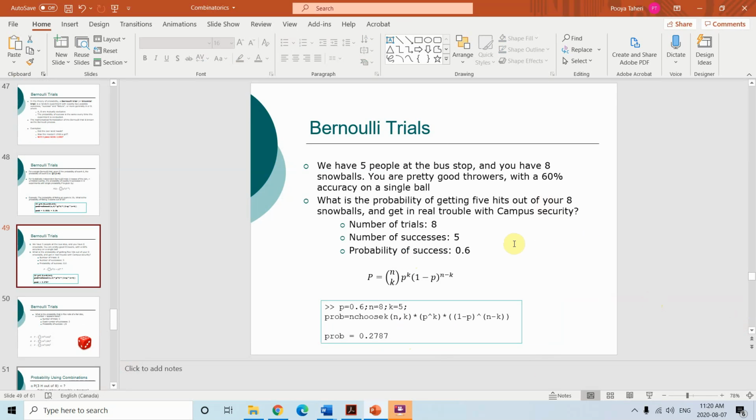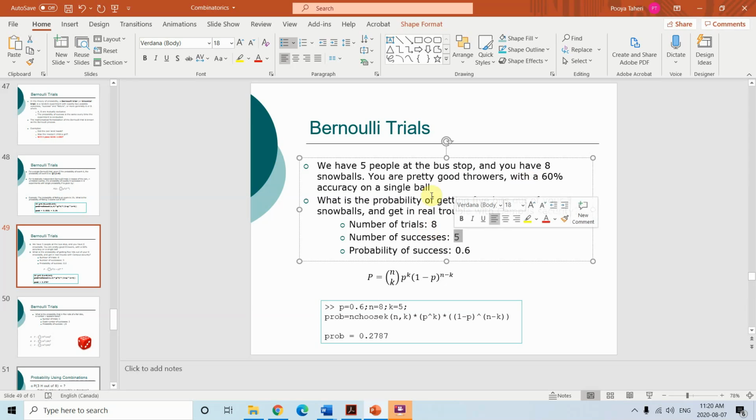Another example: we have 5 people at the bus stop and you have 8 snowballs. You're pretty good at throwing, with 60% accuracy on a single throw. What is the probability of getting 5 hits out of your 8 snowballs? Here n is 8, and we want to calculate the probability of having exactly 5 successful throws out of the 8 snowballs.